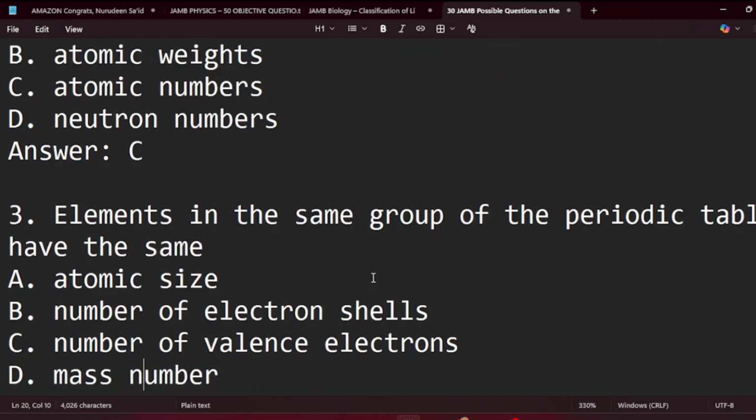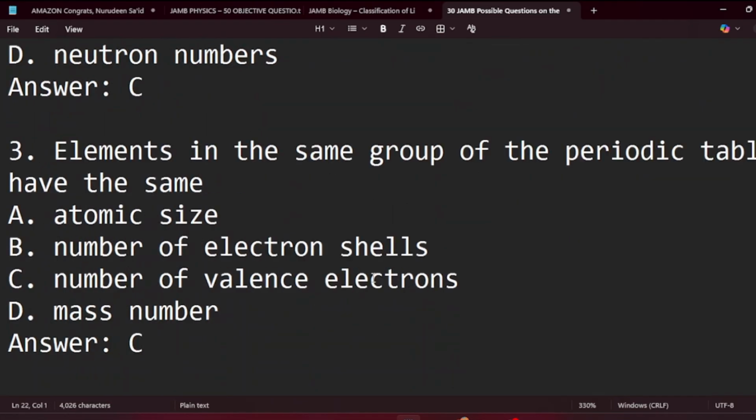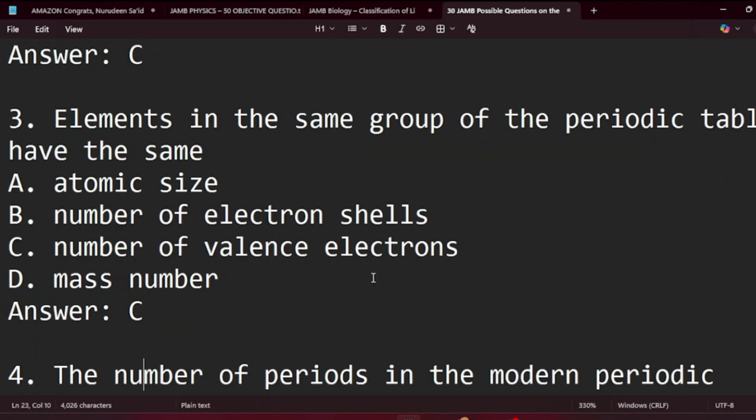Question number 3. Elements in the same group of the periodic table have the same A. Atomic size, B. Number of electron shells, C. Number of valence electrons, D. Mass number. The answer is C, which is number of valence electrons.